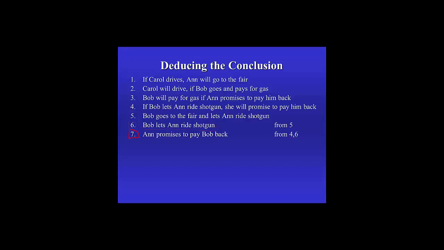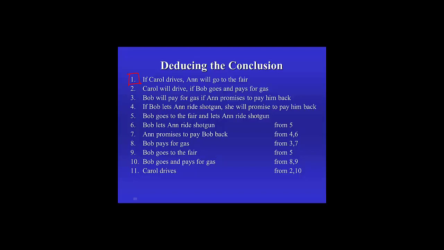Now if we pay attention to 7 and 3, 3 tells us Bob will pay for gas if Ann promises to pay him back, and 7 tells us that Ann promises to pay him back. So those two together give us that Bob pays for gas. Now look again at premise 5. The other half of that is that Bob goes to the fair. So 5 all by itself implies that Bob goes to the fair. Now if we take 8 and 9 and put them together into a conjunction, we get 10. Bob goes and pays for gas. But if you look at what 2 says, Carol will drive if Bob goes and pays for gas, and 10 tells us that Bob goes and pays for gas, then those two together give us this sub-conclusion. Carol drives from 2 and 10.